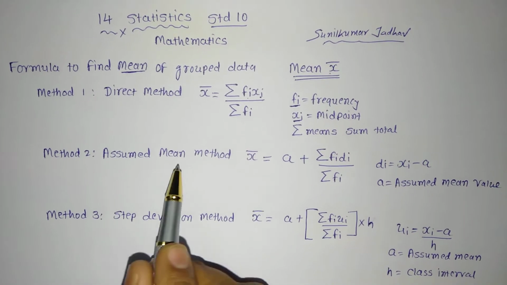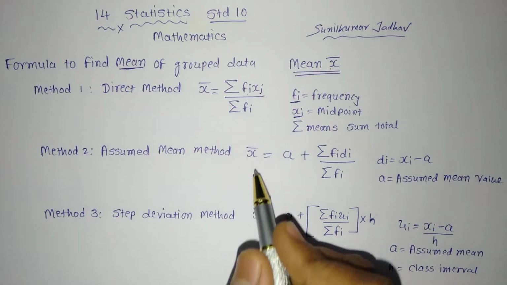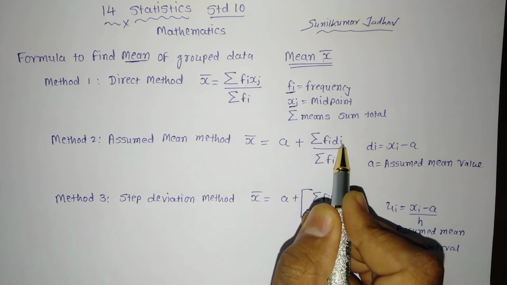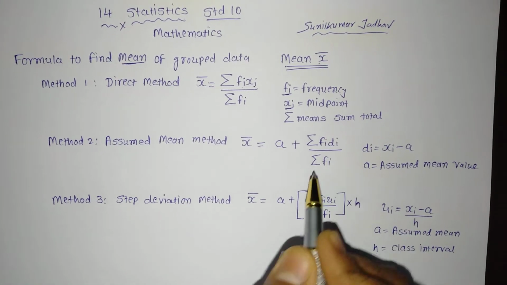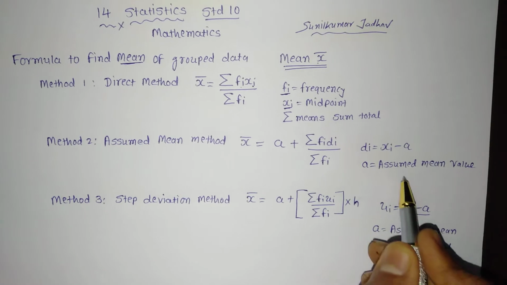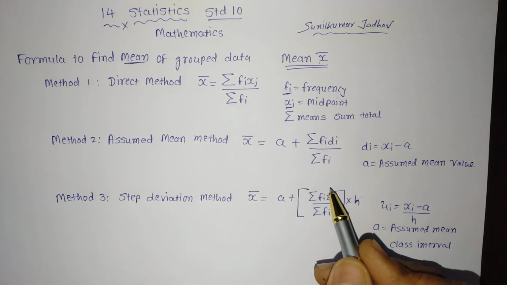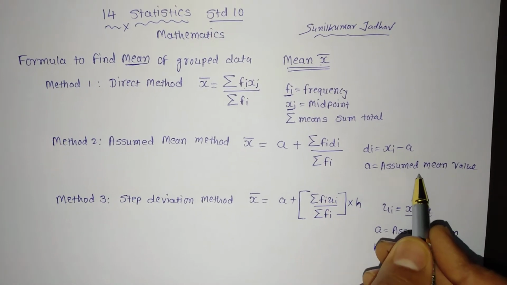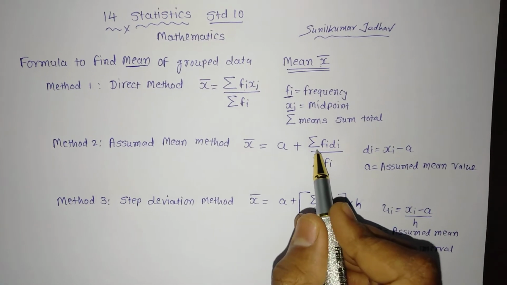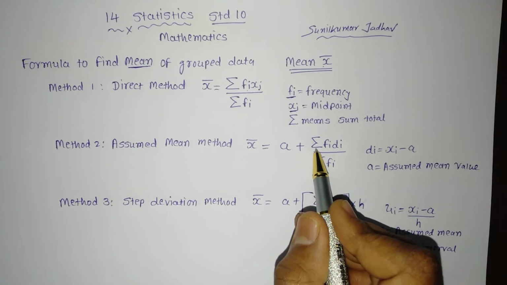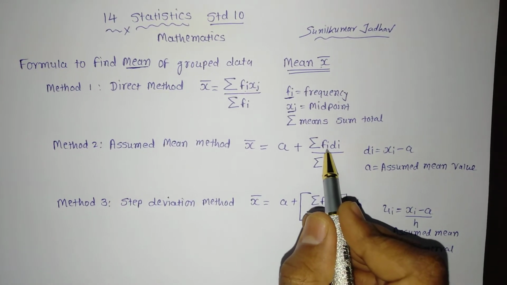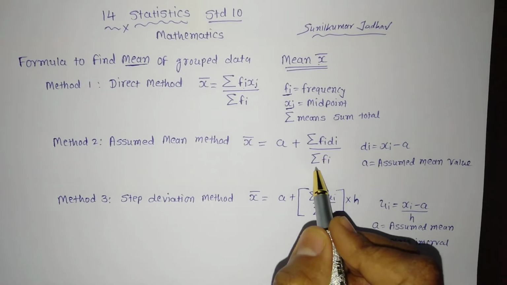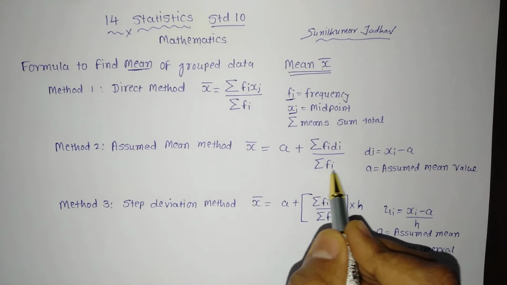Method 2 is called the assumed mean method. The formula for the assumed mean method is x bar is equal to a plus sigma fi di upon sigma fi. What is the meaning of a? A is considered as the assumed mean, that we will see in the sum. How do we find out the assumed mean? You have to assume it, so it is called assumed mean. That value you have to mention, plus sigma. As I told you, sigma means sum total. It is fi di. Sigma fi means the sum total of all the frequencies.